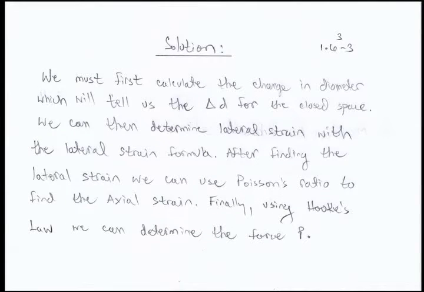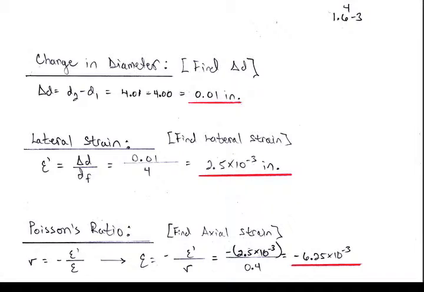So what we need to do to solve this problem is calculate the change in diameter, and we are going to use that to determine the lateral strain with the lateral strain formula. And after we find the lateral strain, we can use Poisson's ratio to find the axial strain. And finally, using Hooke's law, we can determine the force that we're looking for, P. So I'm going to go through the solution to this problem step by step.